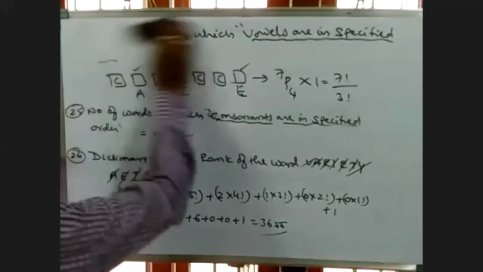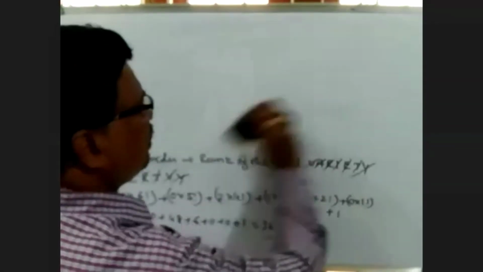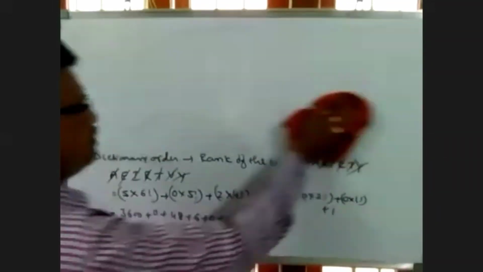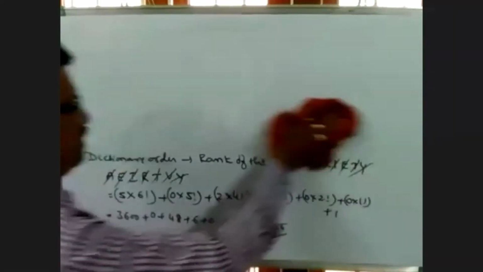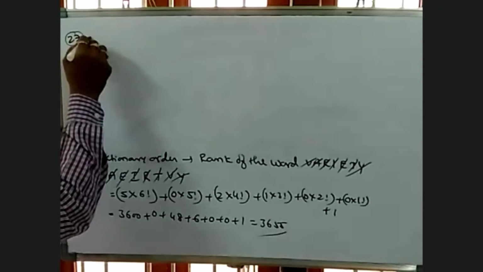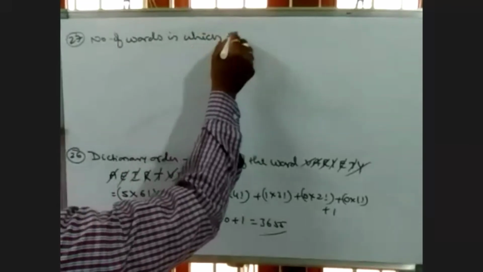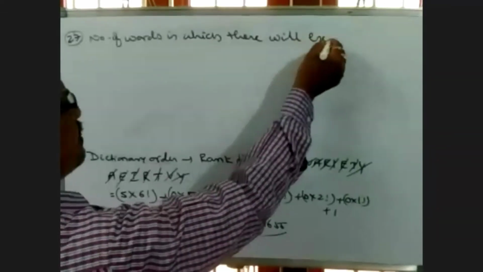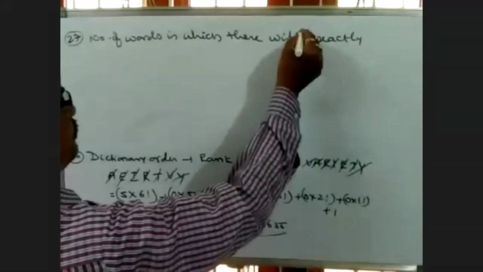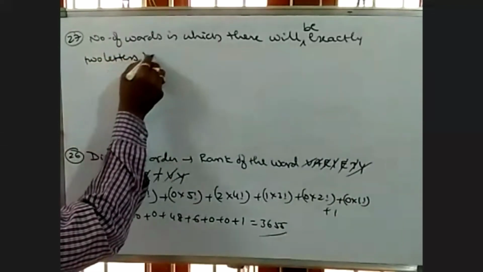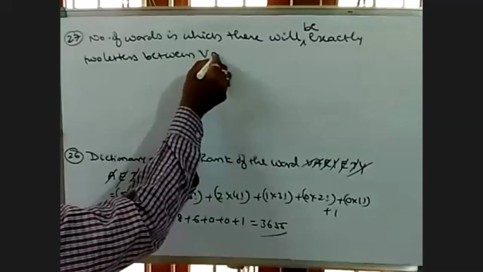Next, one more last bit I am going to take. Go through all these models so that all the models will be covered in a single problem, arrangements of the letters of the given word. Now, one more bit: number of words in which there will be exactly 2 letters between V and Y. So this is another model.